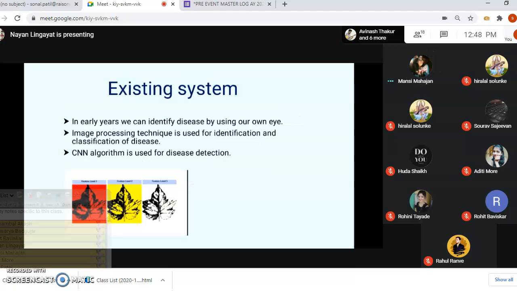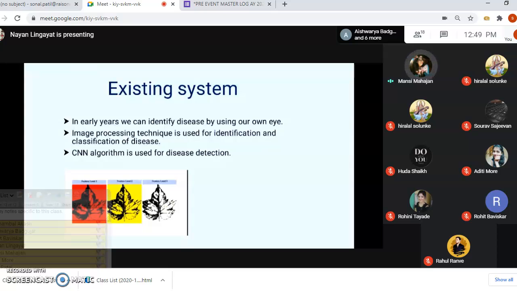Existing system. In early years, we identified diseases using our own eyes. In earlier years, when technology was not much developed, if the disease was detected by the farmer, he would usually go to the pesticide shop. But according to his experience, the shopkeeper gives a suggestion or treatment, and sometimes it is wrong. So it affects the plant badly and production decreases.